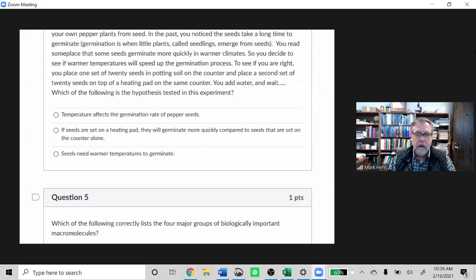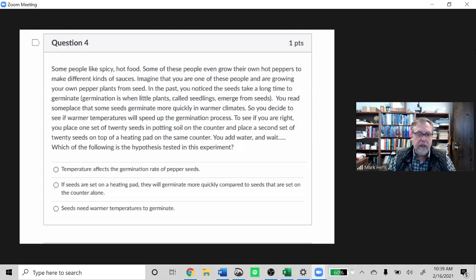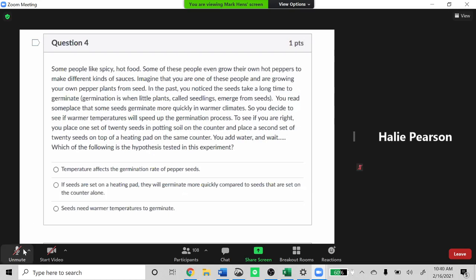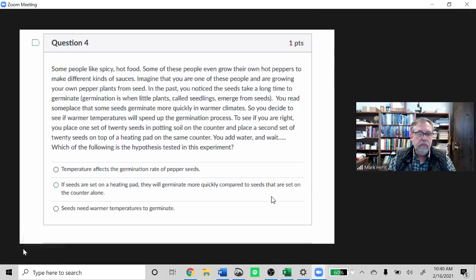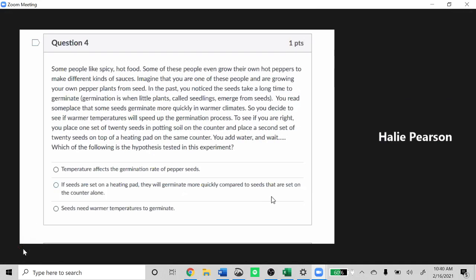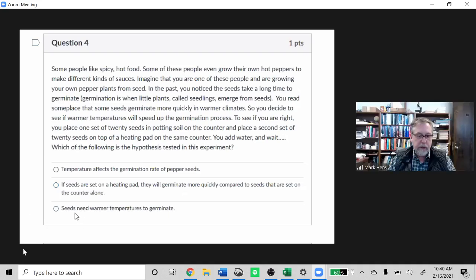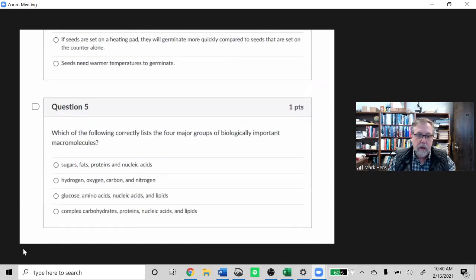All right. And so what's the hypothesis that's tested here? A. Temperature affects germination rate, right? What is B? Prediction, right? Seeds need warmer temperatures to germinate. That depends on the seed, right? So that's not even a choice here. So temperature affects germination rate. That's the hypothesis. All right.